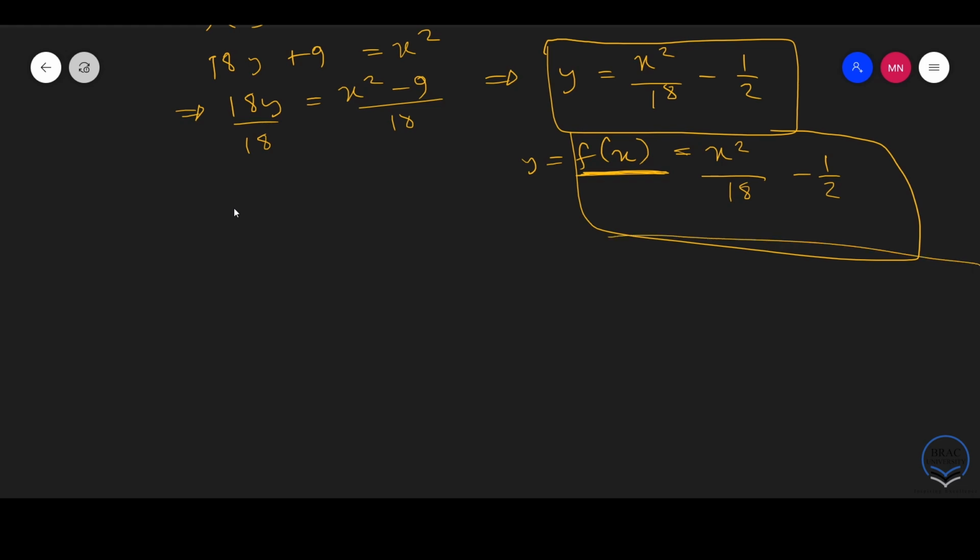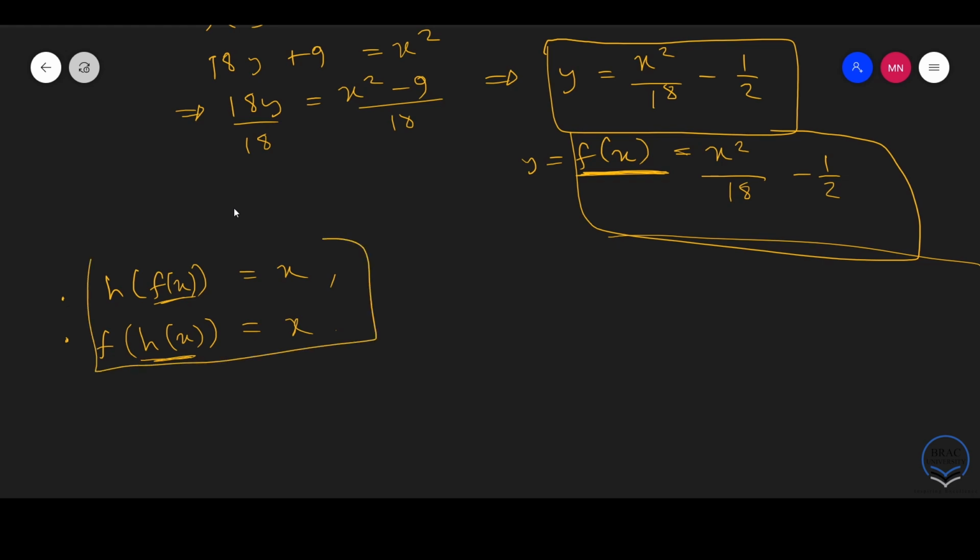So if f of x was the inverse of h of x, then we should know that h of f of x should give us x for all values of x that are in the domain of f, right? And similarly, f of h of x should also be equal to x for all values of x that are in the domain of h, right? So these must be satisfied if h and f are inverses of each other. So now we can try and find this.